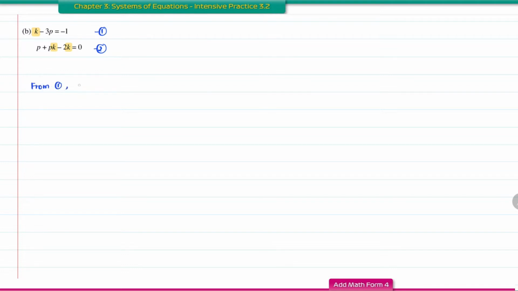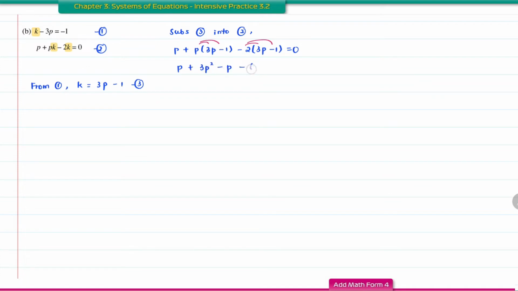From equation 1, k is equal to 3p minus 1. This is equation number 3. Now we're going to substitute equation 3 into equation number 2. The k, we just replace it with 3p minus 1. Next I'm going to expand this. Here you're going to have negative 6p plus 2.